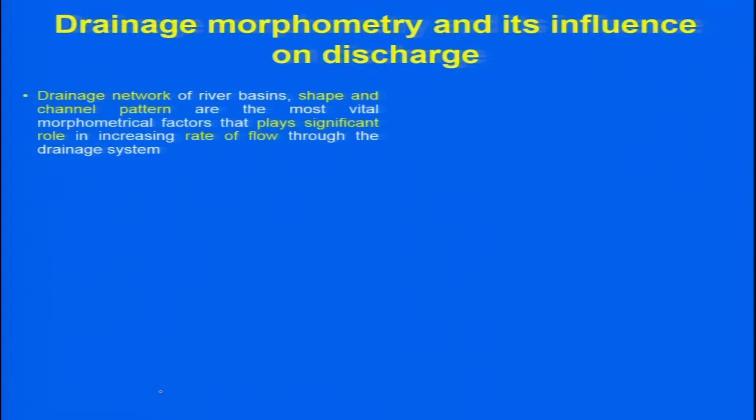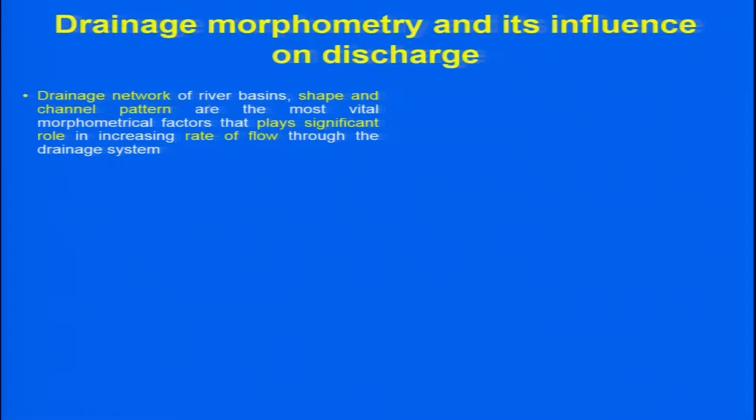So, drainage morphometry and its influence on discharge. It is extremely important for us to understand the peak discharge of any particular drainage basin or stream, because it is considerably important, for example, in deciding upon the size of the culverts, bridges or causeways during highway construction. And so this part plays a very important role when we are talking about flooding conditions.